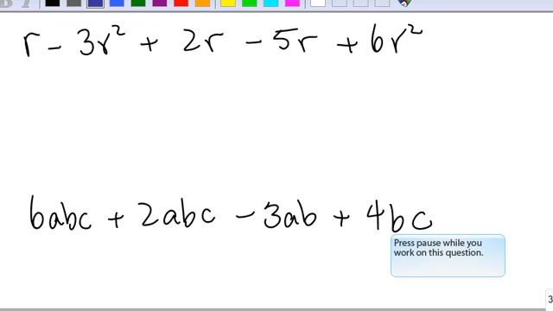Please add the like terms in these two questions and press pause while you work on the questions.